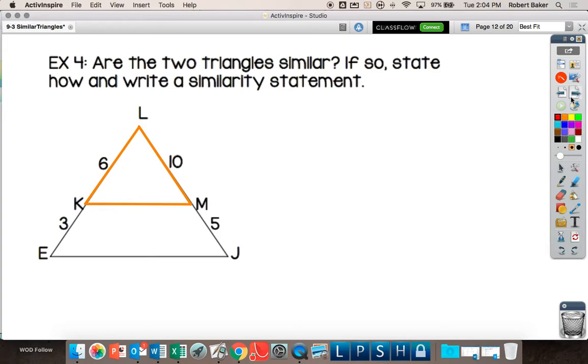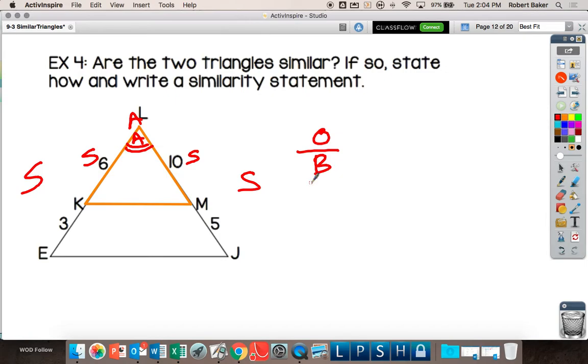Angle L. Angle L is at the top of the orange triangle, and angle L is at the top of the black triangle. Side angle side. Perfect. So we have to prove that now. We've already said, this side angle side versus this side angle side. So we have to just say, is the left side proportional to the left side, and is the right side proportional to the right side? So let's do orange over black.